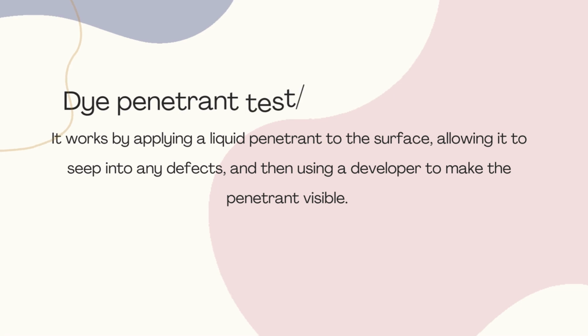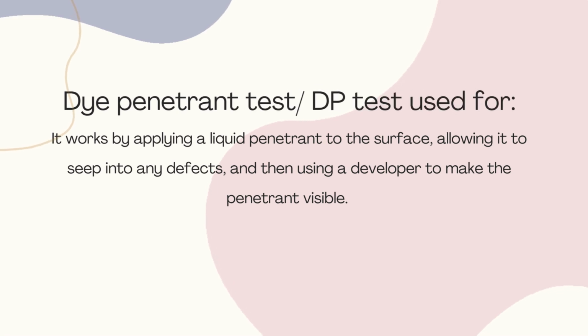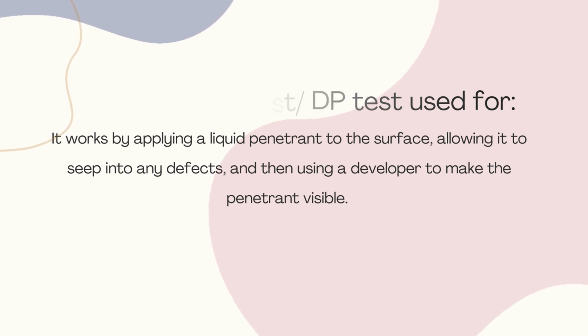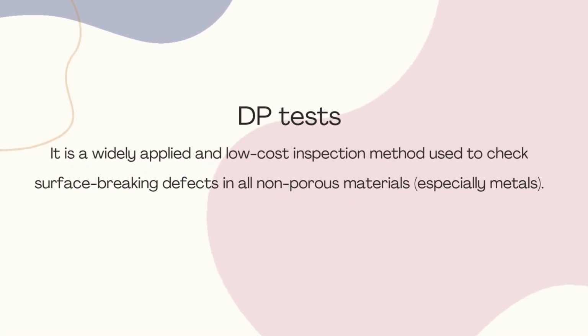The DP test is mainly used to detect surface level defects like tiny cracks or discontinuities, especially on metal joints. It is a widely used and commonly accepted method, especially for inspecting welded joints. This test works on both ferrous metals like steel, cast iron, and wrought iron, as well as on non-ferrous metals like copper, nickel, and lead. It is a very popular test in industries like construction and manufacturing.